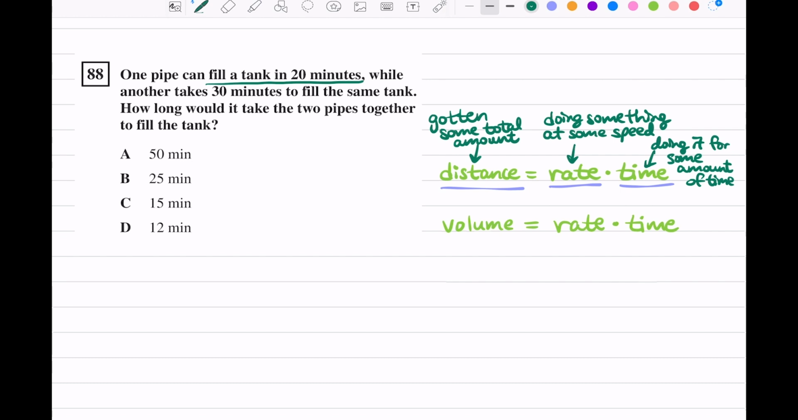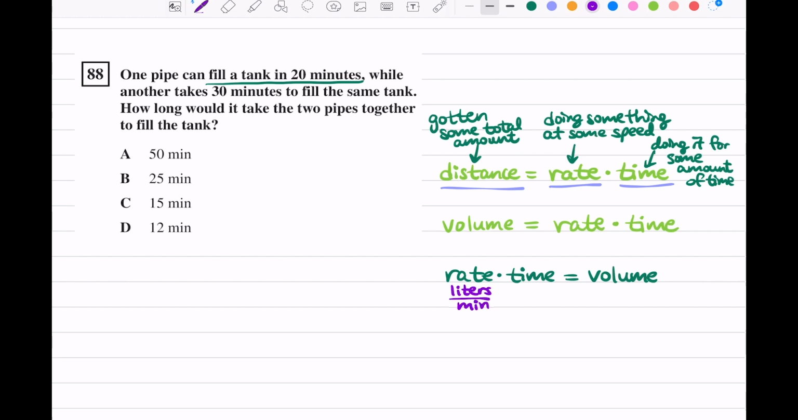So let's think about this equation the other way. Instead of volume equals rate times time, let's say rate times time equals volume. Same idea, we're just looking at it a different way. So in this problem, we're filling a tank. And so this pipe is going to fill the tank at some rate. Let's say we're filling it with water, with liters of water. So our rate could look like liters of water per minute.